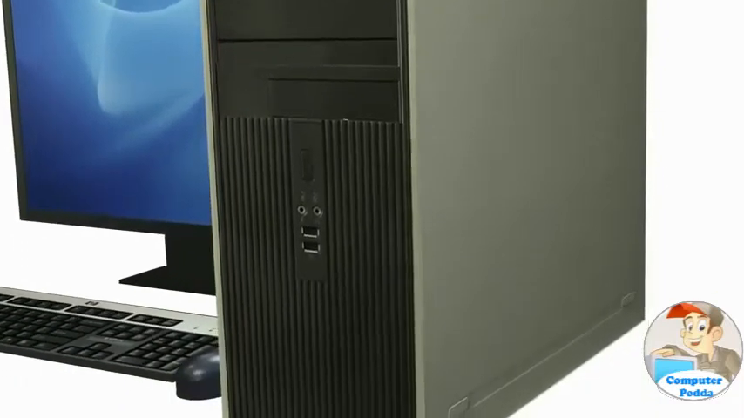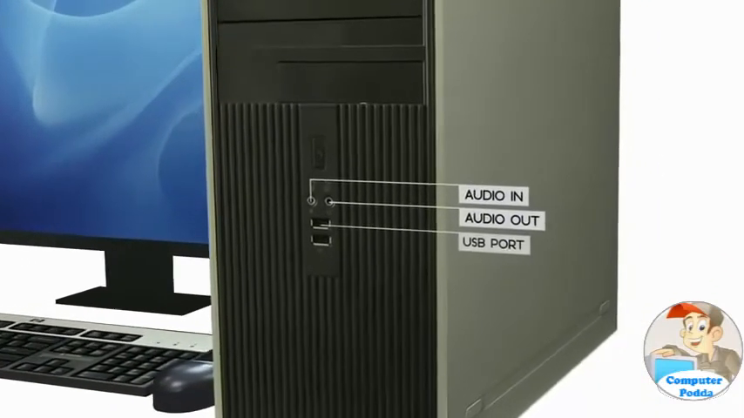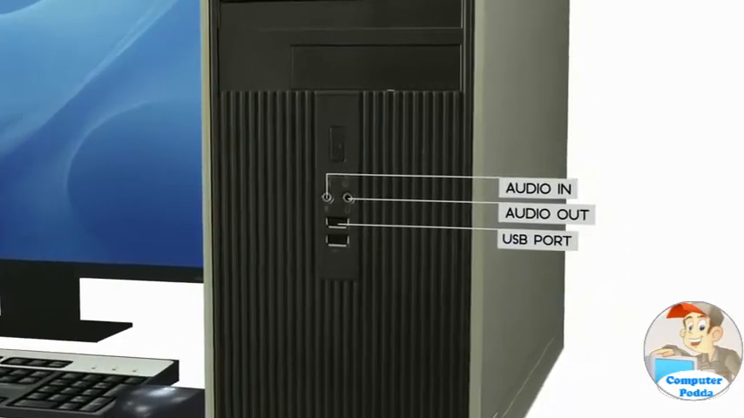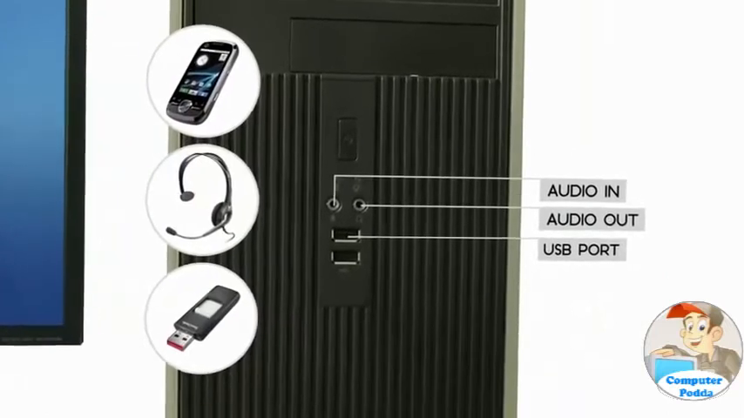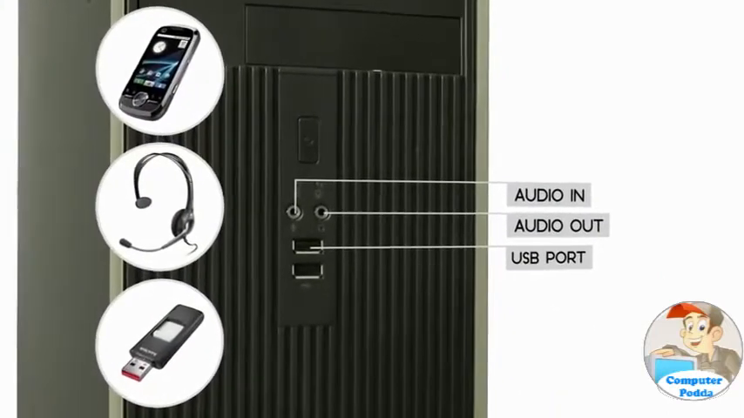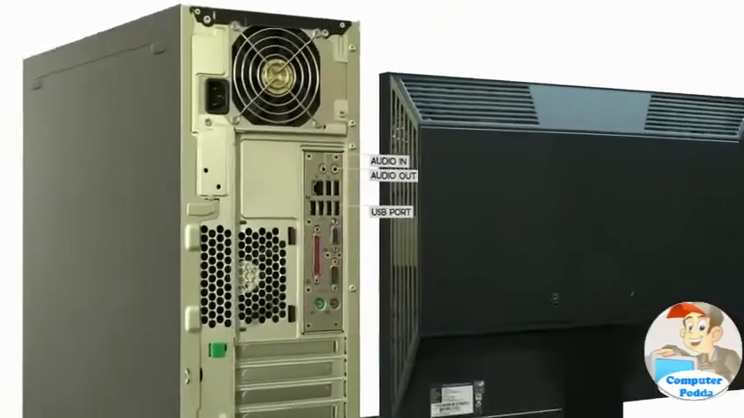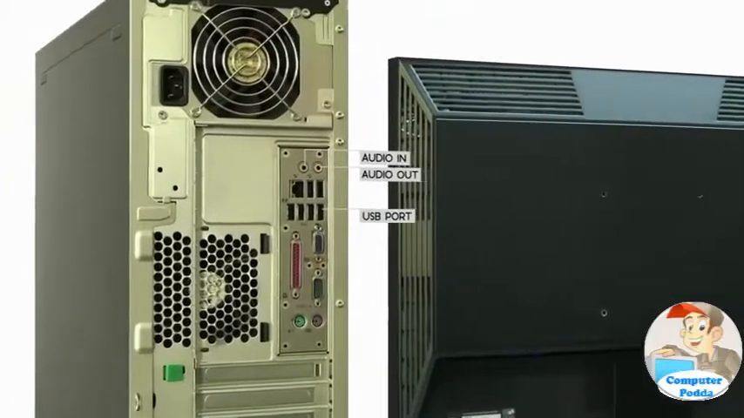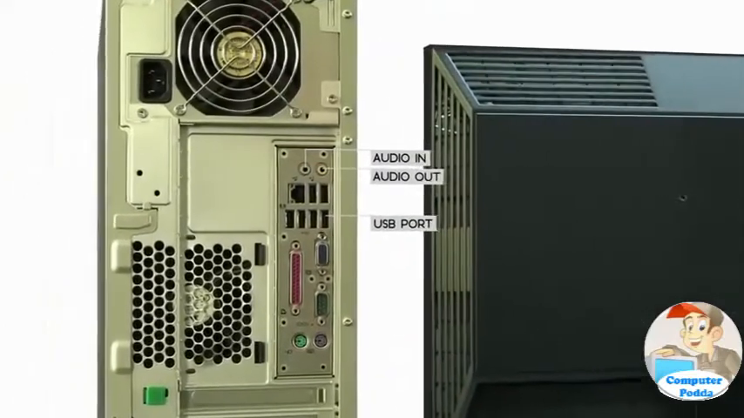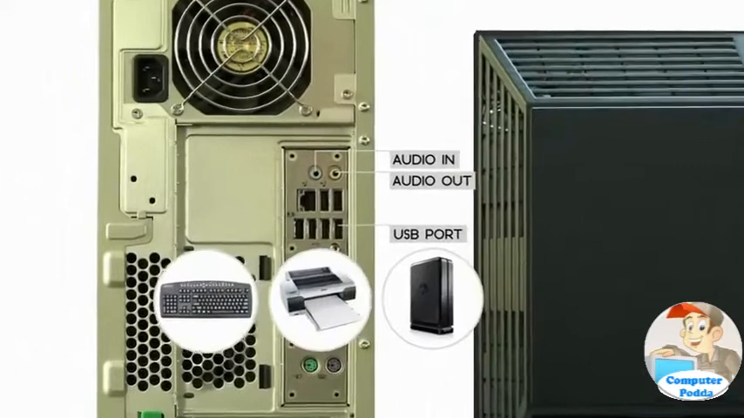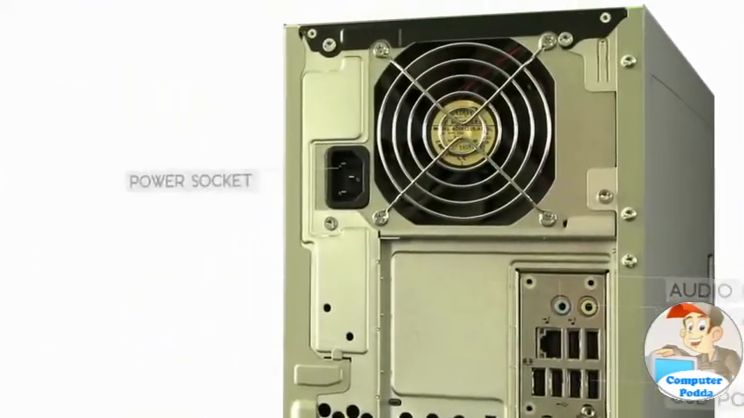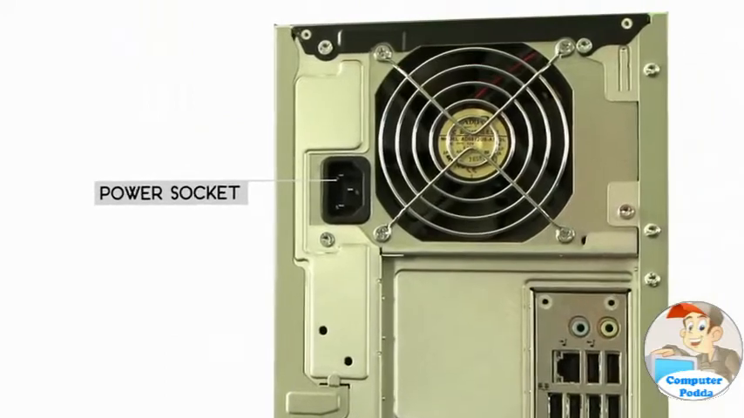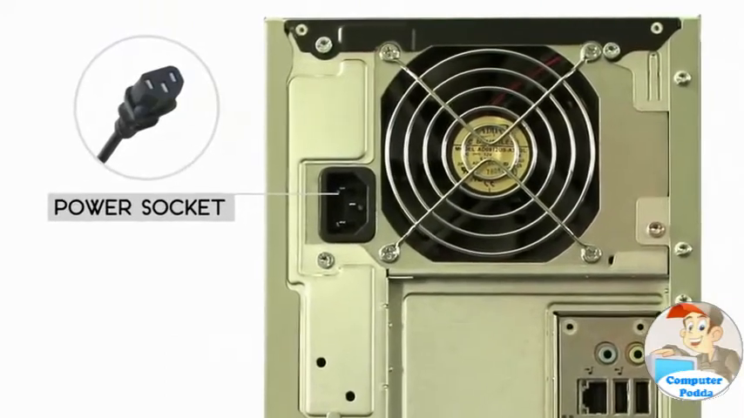For convenience, your computer may have audio ports and USB ports on the front. That makes it easier to plug in your phone, headphones, or USB flash drive. You can also find audio and USB ports on the back of the computer. You'll usually have several USB ports so you can plug in all of the peripherals that you need. The power socket is also found on the back, and this is where you'll connect the power cord.